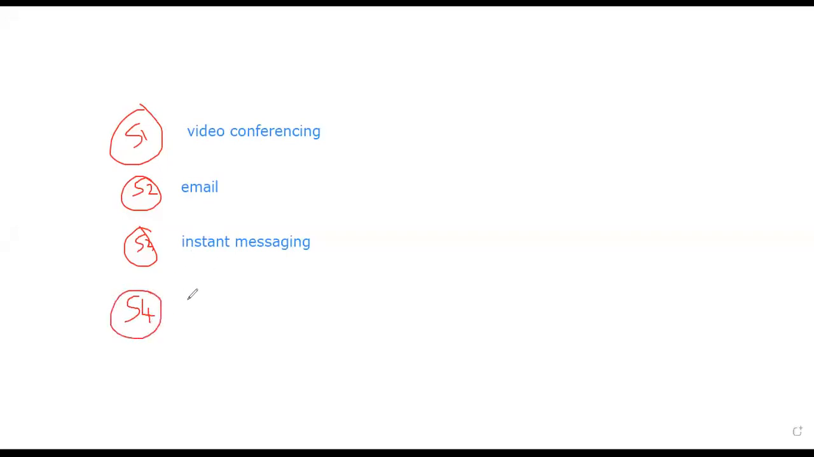Social networks, right? Networks. So for S4, social networks.